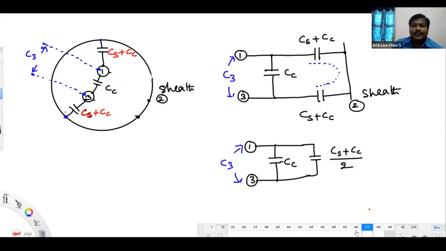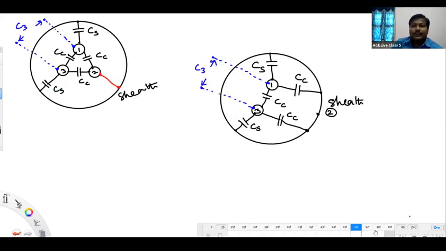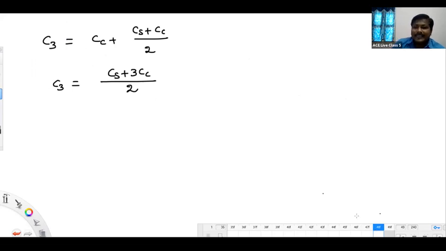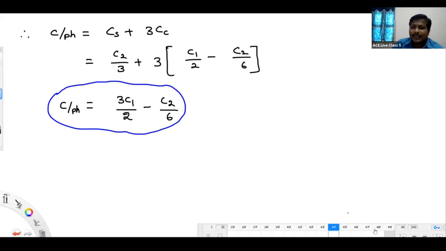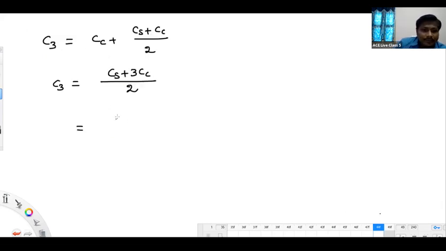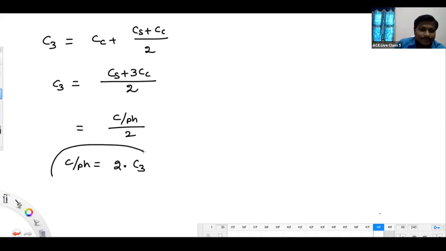All of you listen. See, the CS plus 3CC itself is the capacitance per phase, right? So you can write C per phase by 2, from which you can write capacitance per phase equal to 2 times of C3. Capacitance per phase is equal to 2 times of C3. Okay.